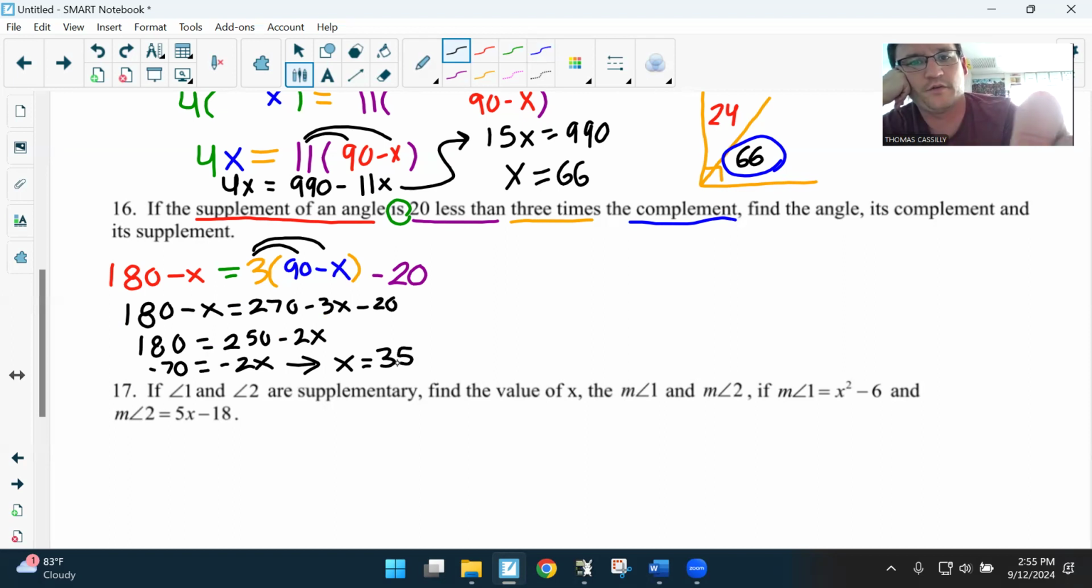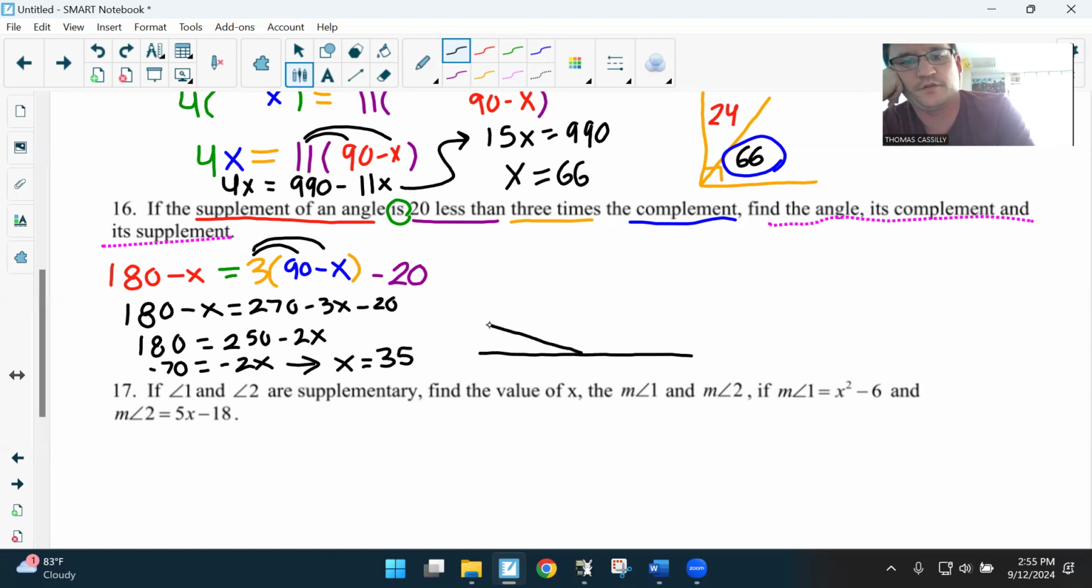All right, so we're not done. Find the angle, its complement, and its supplement. So if we draw this picture out, here is the 35-degree angle. What is the supplement? The supplement is 180 minus 35, which gives us 145.